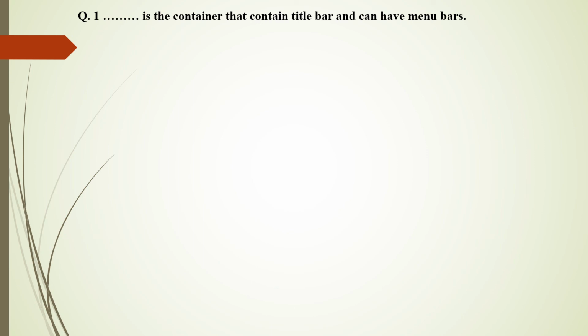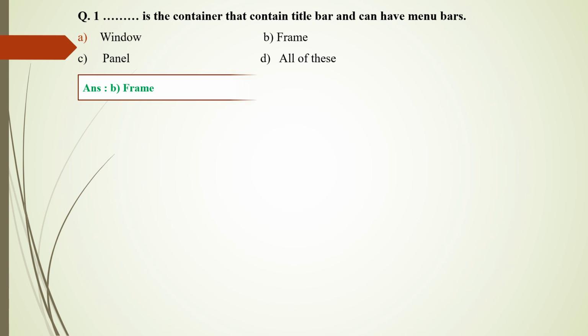Next we see some MCQ questions. First question: dash dash is the container that contains a title bar and can have menu bars. Options are window, frame, panel, all of this. The answer of this question is frame. Frame is the container that contains a title bar and can have menu bars.